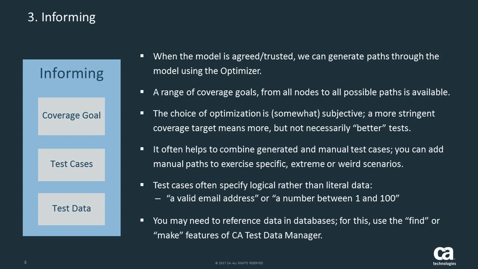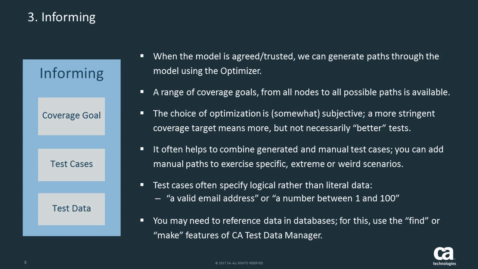We can look at covering a set of all nodes in the model, or we can take it to the extreme, which is all possible paths. Now, the choice of optimization is kind of subjective. There's no formula which tells me that this optimization is better value for money than that one. And it's clear that some coverage targets, some optimizations include all the paths generated by a less stringent optimization. So one coverage target might be stronger than another, but there's no guarantee it's a better set of tests. There's no guarantee that you get better value for money.